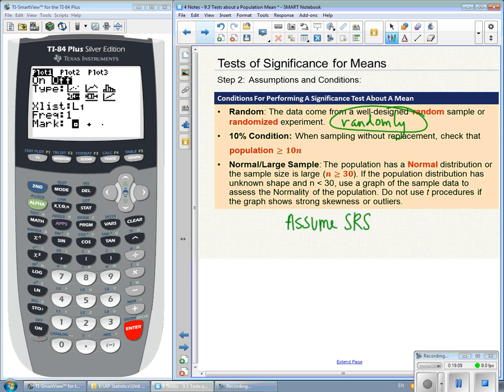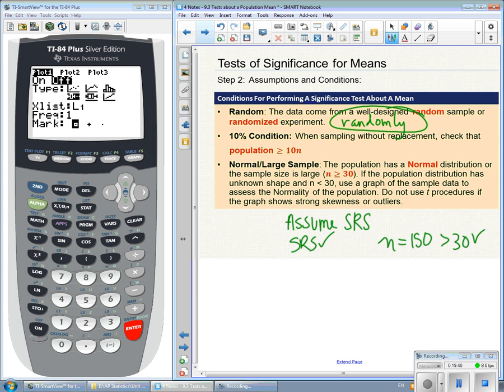And so you usually want to do that. If it states in the problem, you can just write SRS, and then put a check mark, maybe circle the word SRS or random in the problem so it's clear that you verified that. If it doesn't say that it's normal and you have a large sample, so for example, let's say n is equal to 150, you can say n equals 150, which is greater than 30, and so the condition is met there in terms of normal.